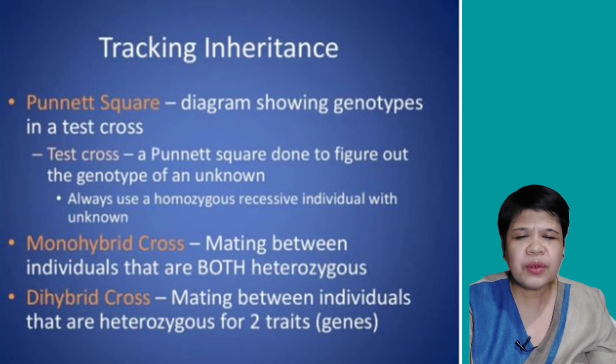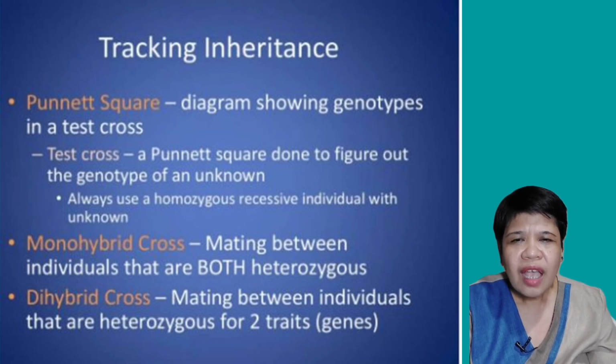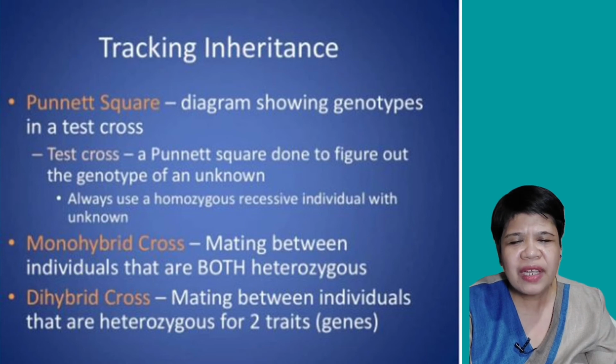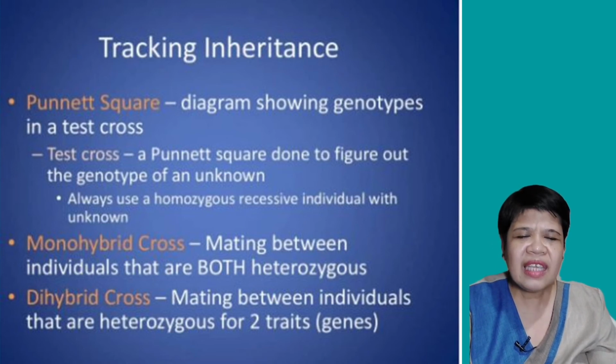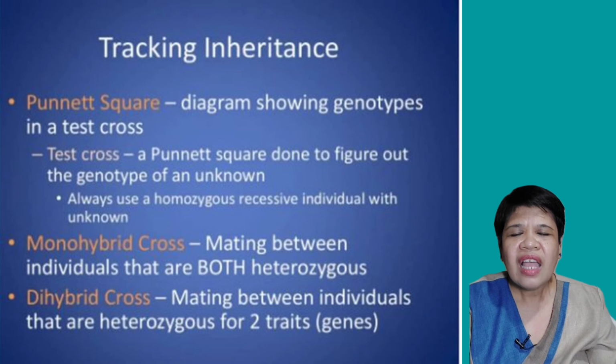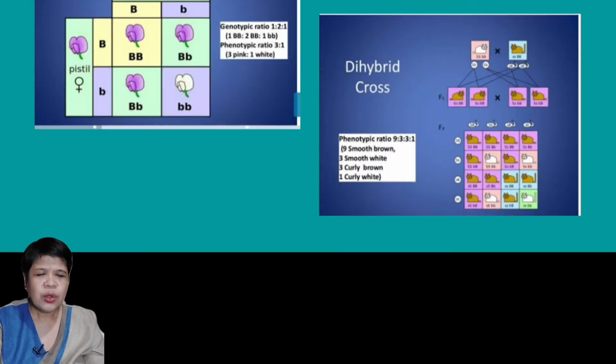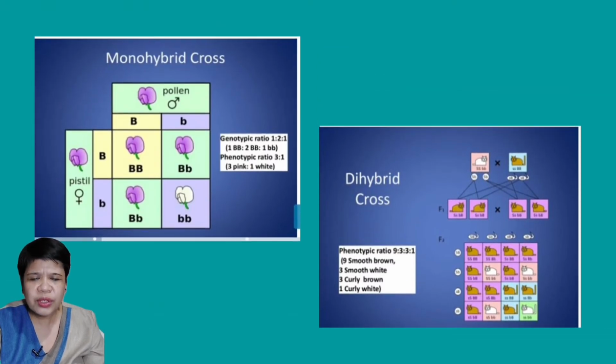So, monohybrid cross involves a cross using a single factor or character traits. Now, what about dihybrid cross? It is the mating between individuals that are heterozygous for two traits, or what we call the genes. Crossing two factors or character traits involves a cross using two factors or character traits. So, yun yung tinatawag natin na dihybrid cross. I hope you understand our lesson.